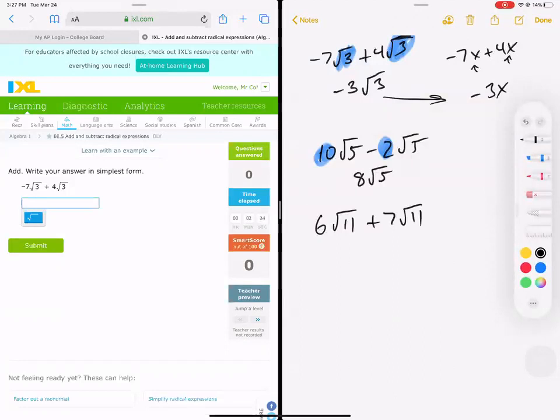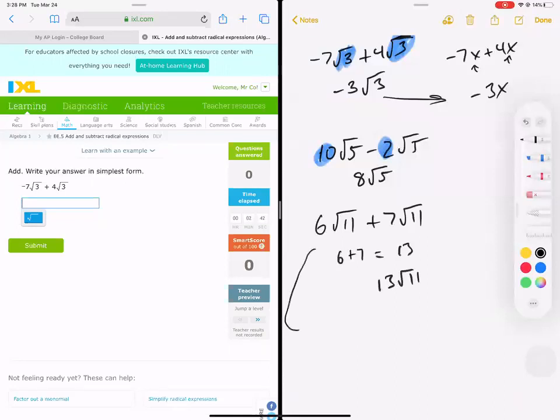Over here, we're adding 6 square root of 11 plus 7 square root of 11. Since they're the same type of square roots, we add them to become 6 plus 7 is, you guys said it, 13. 13 square root of 11.